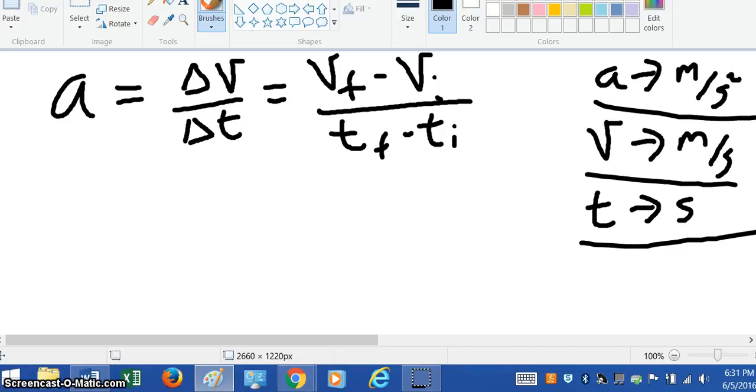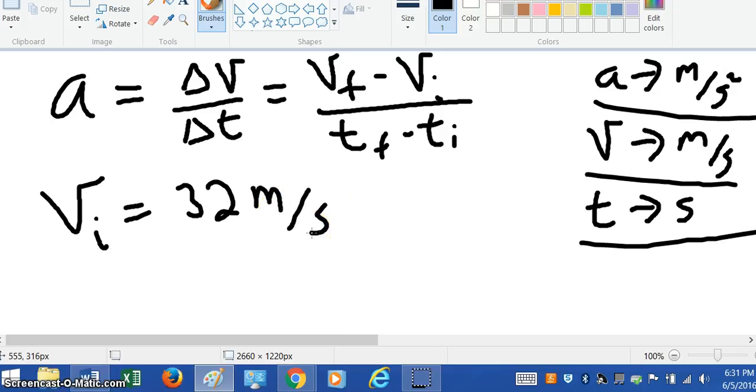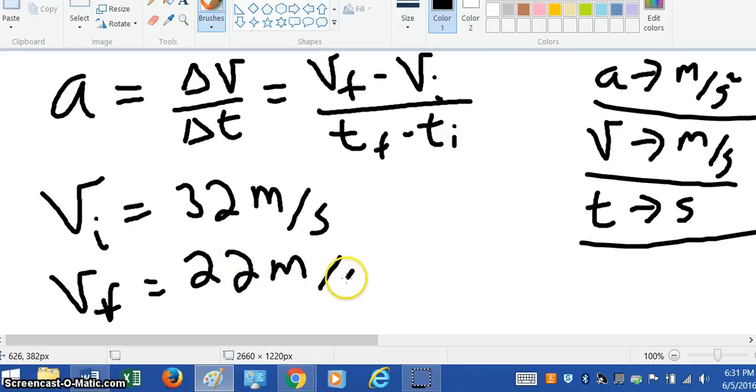Okay, so let's do an example similar to one of your homework problems. Let's say that a car goes from an initial velocity of 32 meters per second, and the final velocity is going to be, just to make it simple, 22 meters per second. So one of the things to notice is the final is smaller than the initial, and so when you look up here, you can tell that you're going to get a negative acceleration.